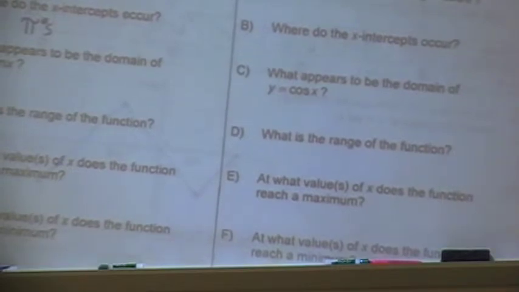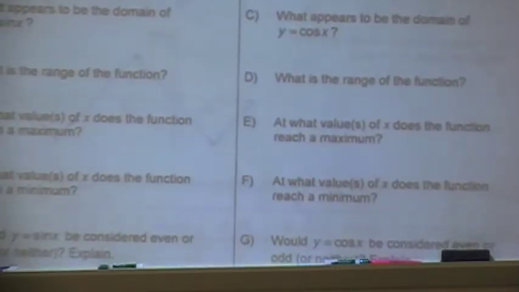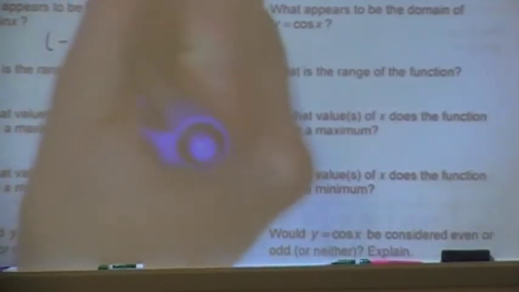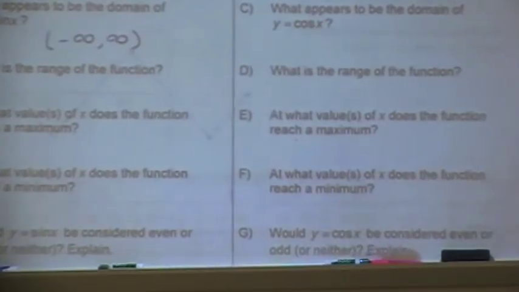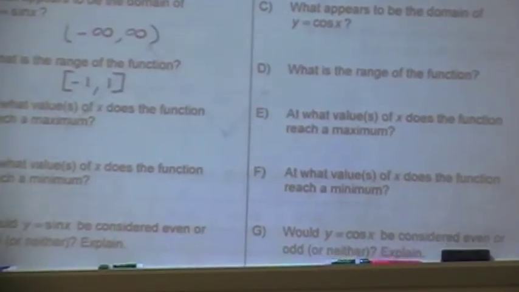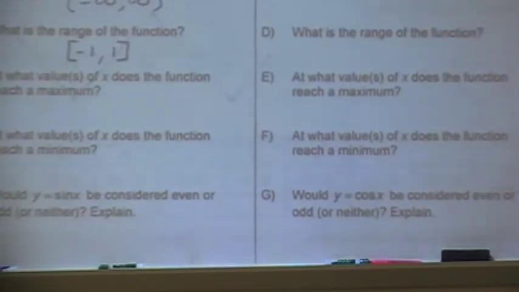What appears to be the domain of y equals sine x? Negative infinity to infinity, or all real numbers, because we could go around and around this unit circle as many times as we please, either in the positive direction or the negative. What about the range, though? Negative 1 to 1, and it is included, because it actually touches those places. Because our radius is 1, as high up as it can go is 1, that's it. Okay, so at what value of x does the function reach a maximum?